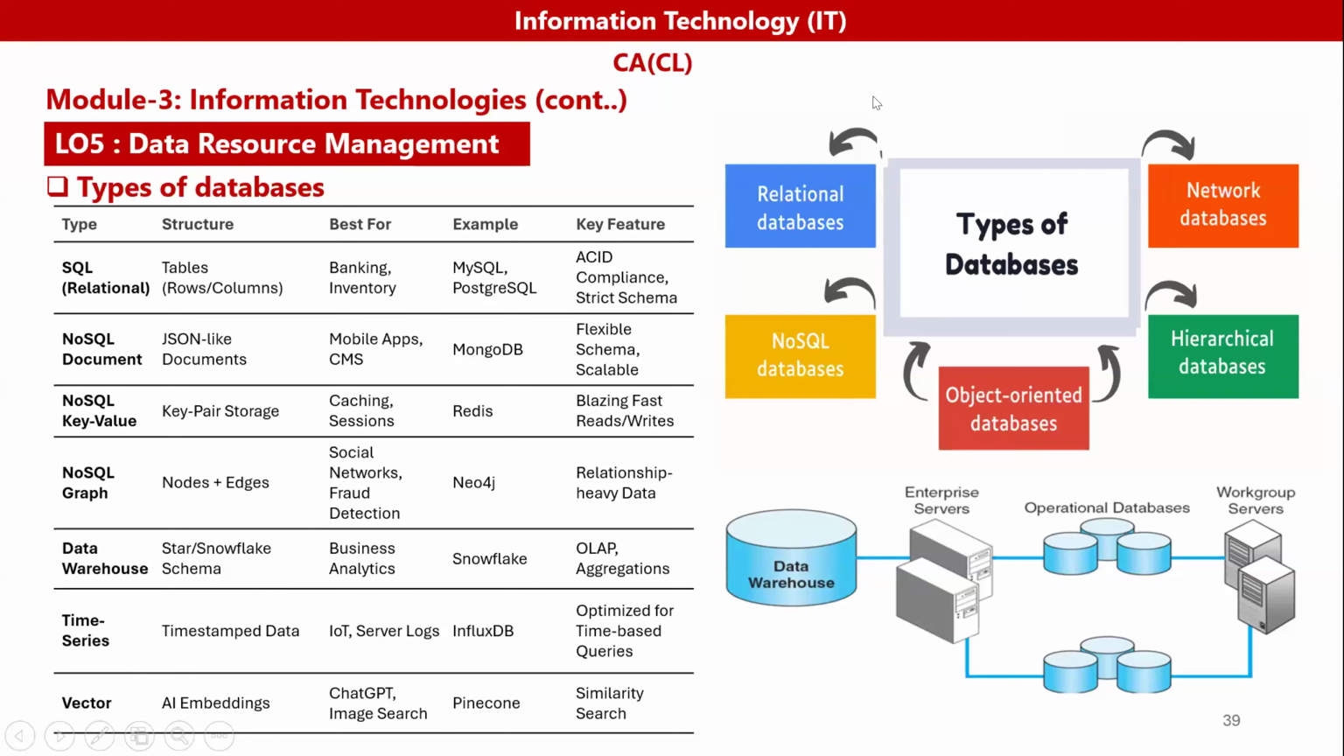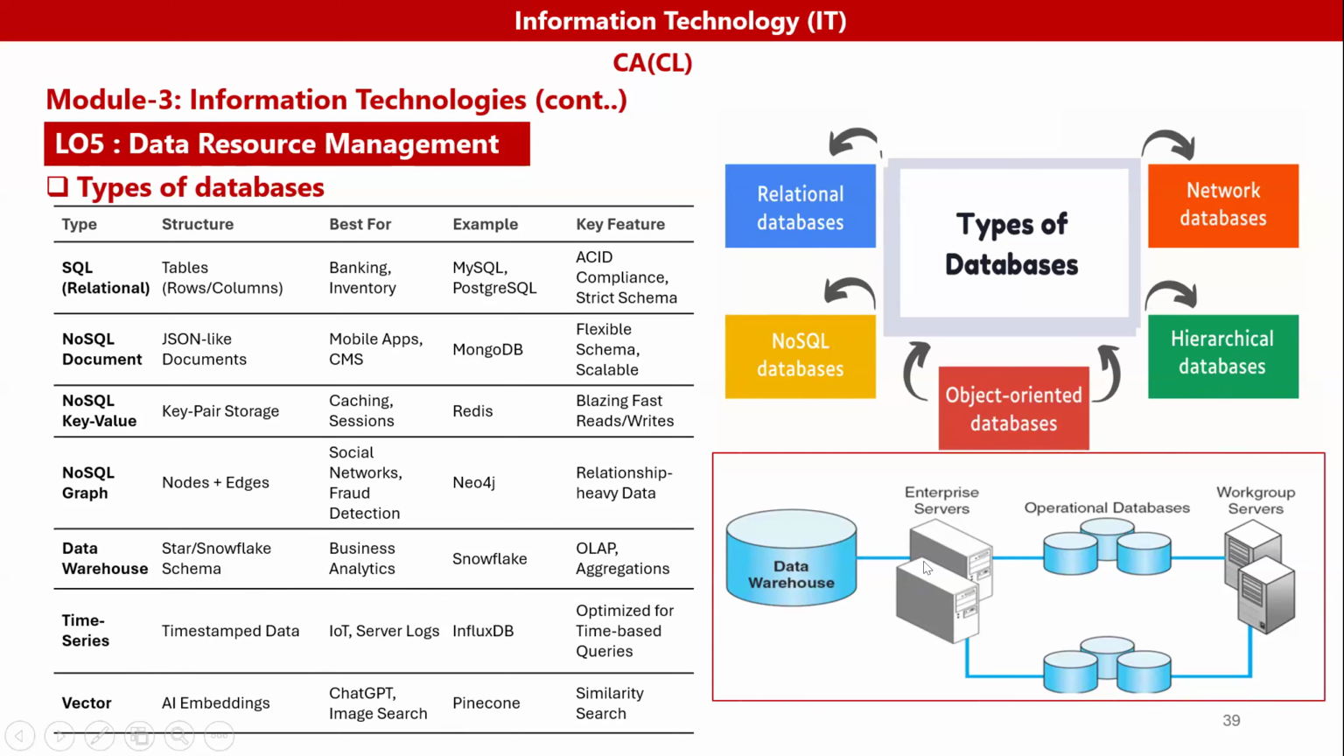Look here, the types of database are basically relational database, network database, hierarchical database, object-oriented database, and NoSQL, or non-hierarchical, non-networking database. Data warehouses are used by the organization on the enterprise server, and there are operational databases on the working group server here.